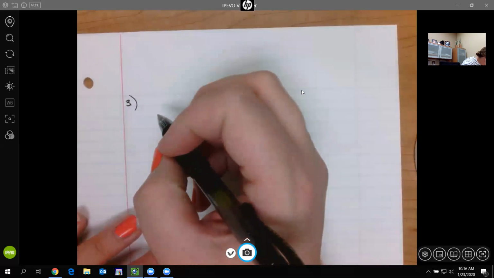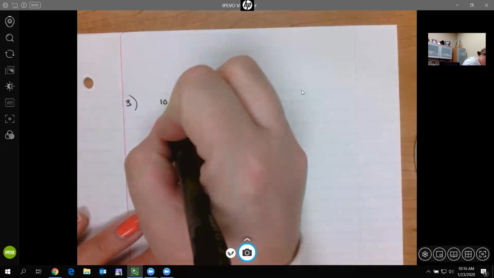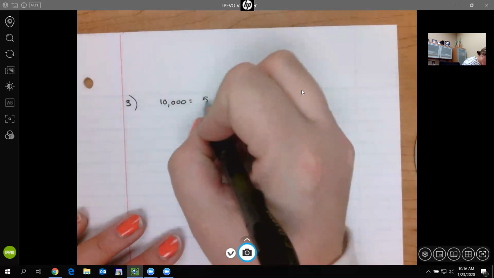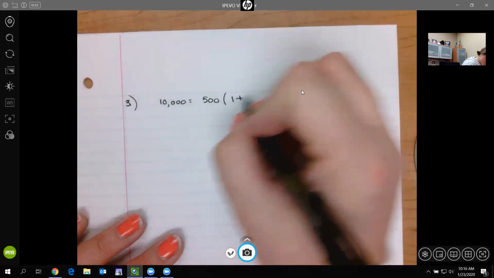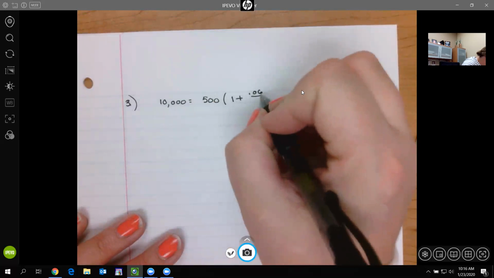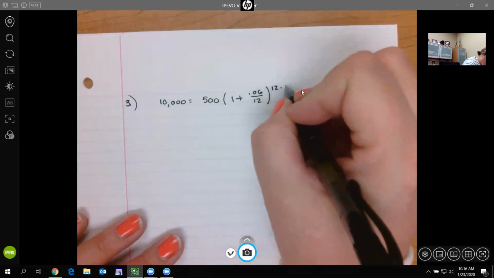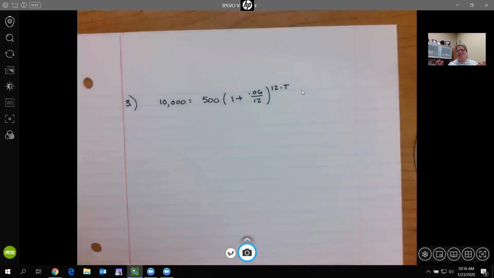Okay, so what if I had something like 10,000 equals $500 times (1 + 0.06/12) to the power of 12t? So what is this formula saying?